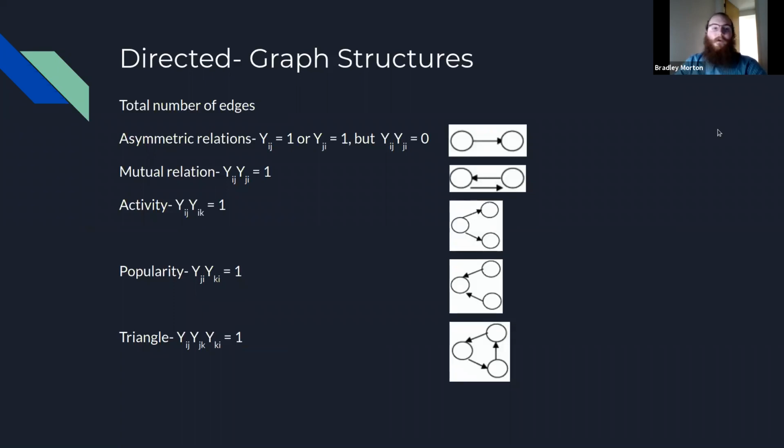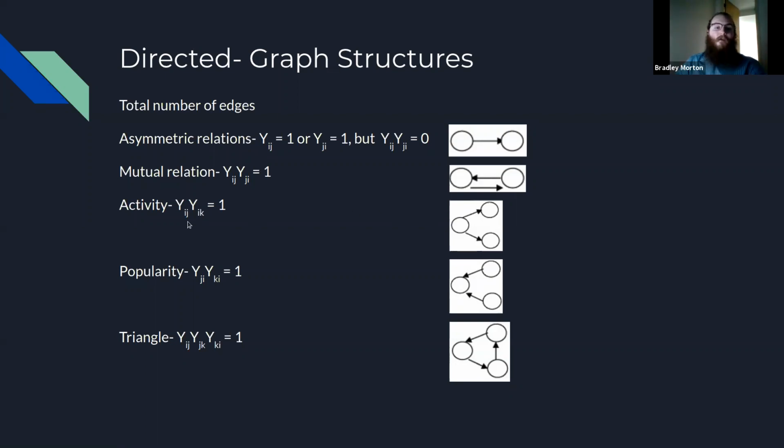Now we'll move to directed graphs. We start again with the total number of edges, and then we can look at asymmetric relations. This is a case where we have two vertices with precisely one edge between them. The obvious counterpart to that is the mutual relation, which is how many cases do we have two vertices where there is an edge that goes in each direction.